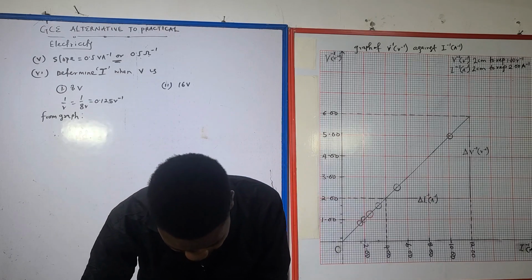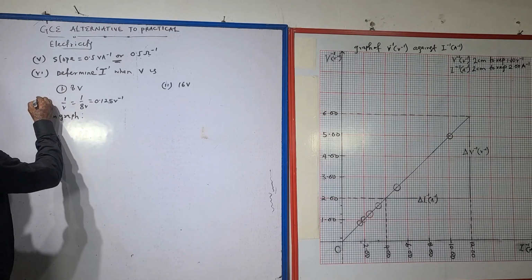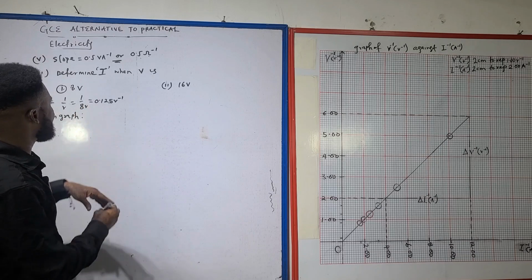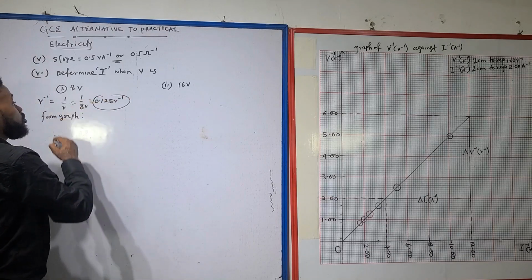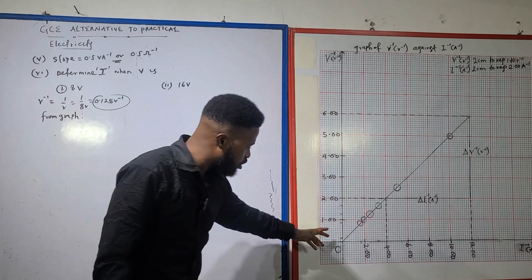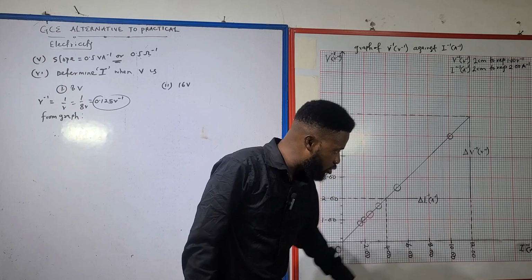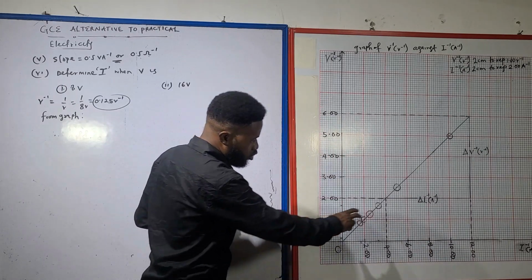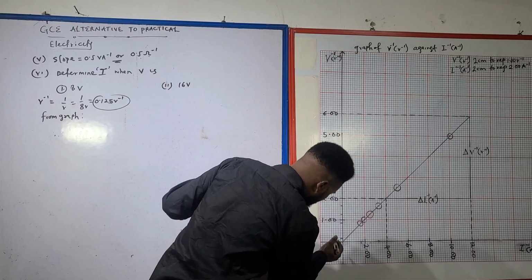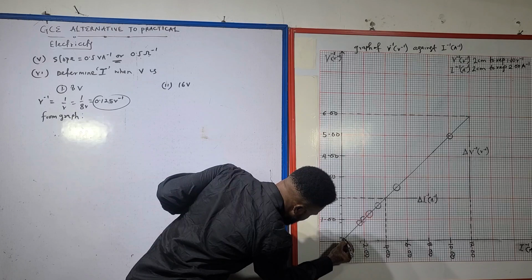So we had calculated the inverse of that voltage, V raised to power minus 1, or 1 over V, as 0.125 per volt. So 0.125 is what we're going to try to trace out to know the corresponding figure on the inverse of the current axis. So 0.125 is somewhere here. I'm going to trace that out.